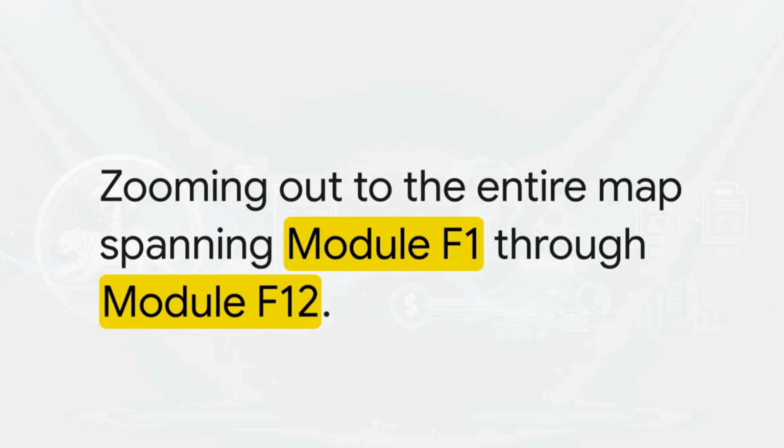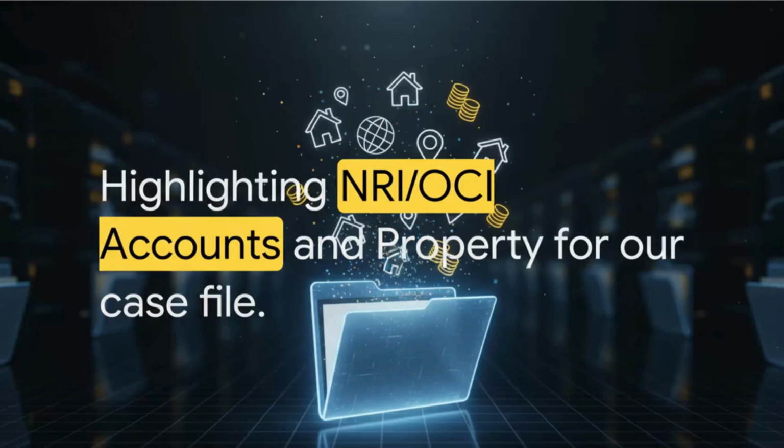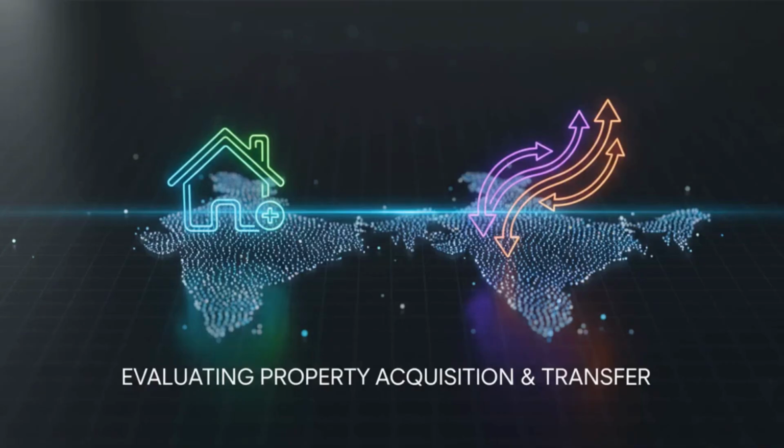First, we're zooming out to the entire FEMA architecture map, spanning F1 through F12. We'll highlight F8, NRI, and OCI accounts and property, isolating our specific case file. Our NRI, or OCI, is evaluating property acquisition and transfer in India.